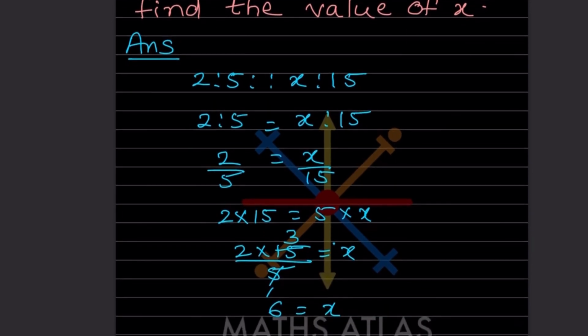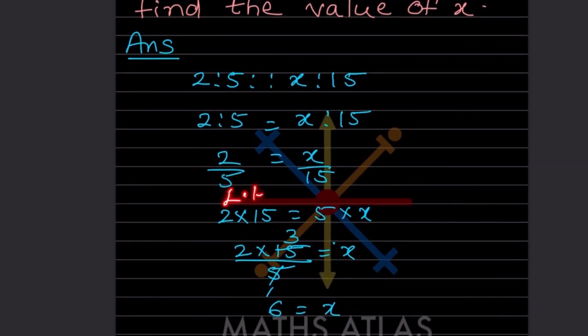So now 2 into 15 is on the left hand side and this is your right hand side. So now what will you do? Left hand side as it is, and this 5 I have taken to the left hand side, so this is going to get divided. X is on its place, right hand side itself. So 5 ones are 5 and 5 threes are 15. So 3 twos are 6. Because the denominator is 1, x is 6. That is what they asked.